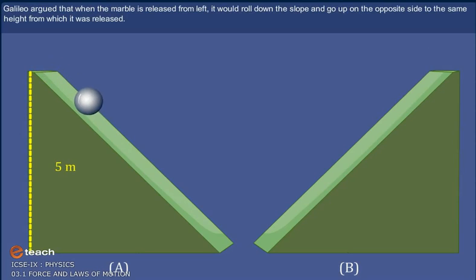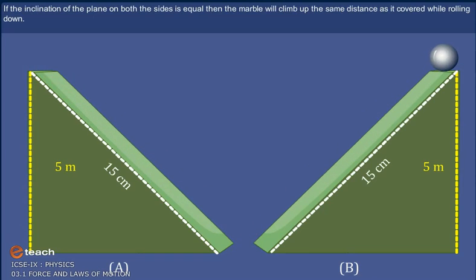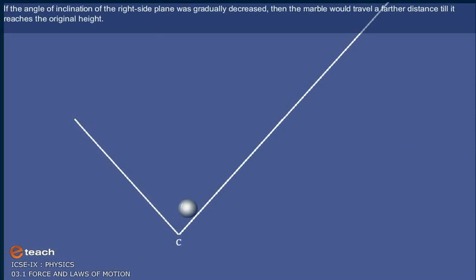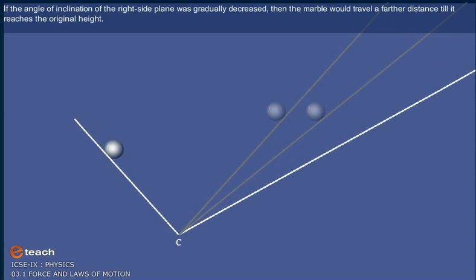Galileo argued that when a marble is released from the left, it would roll down the slope and go up on the opposite side to the same height from which it was released. If the inclinations of the plane on both sides are equal, then the marble will climb the same distance that it has covered while rolling down. If the angle of inclination of the right side plane were gradually decreased, then the marble would travel a further distance till it reaches the original height.